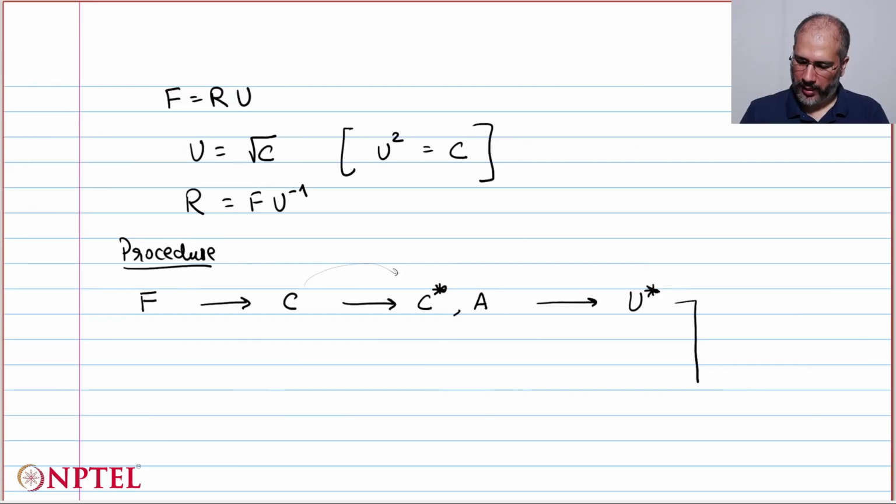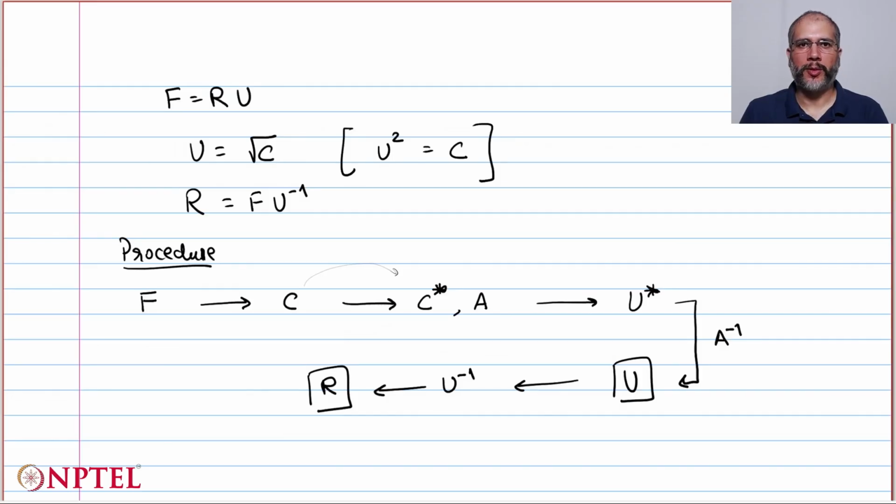Then I go back to U through the A inverse transformation, because ultimately we have to write everything in our OX1, X2, X3 coordinate system that we started with. And from U I can calculate U inverse, and from U inverse I can calculate an R. So we have the R now, and we also have the U now, and that is what was required for the polar decomposition of F.